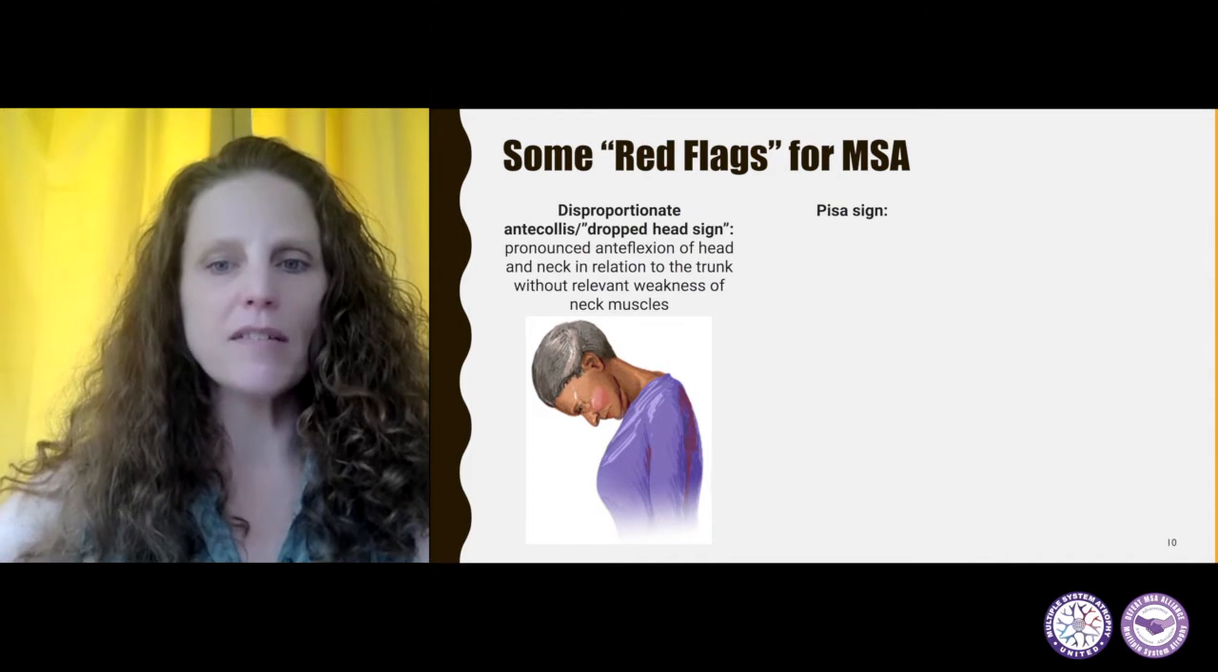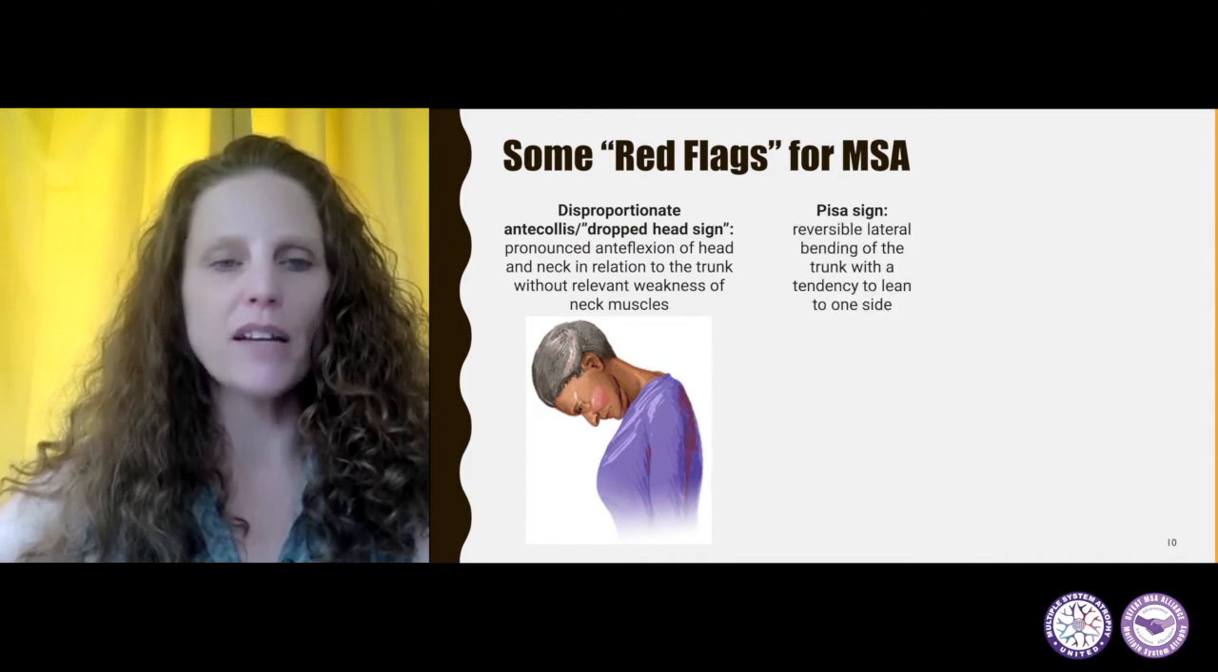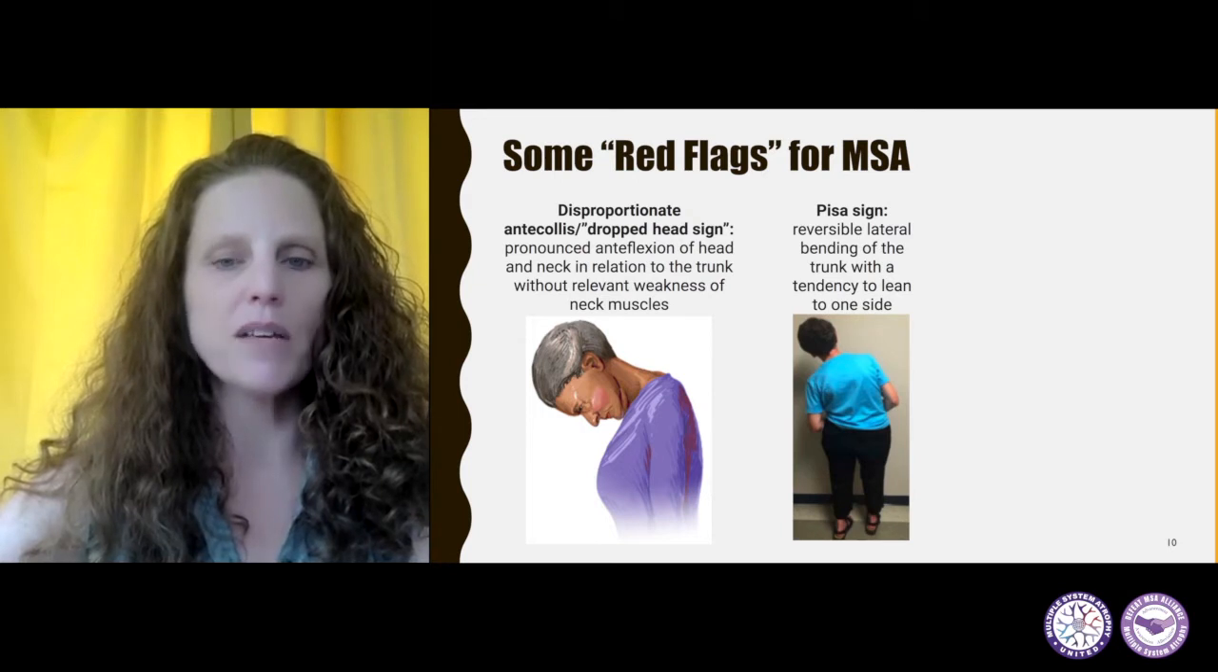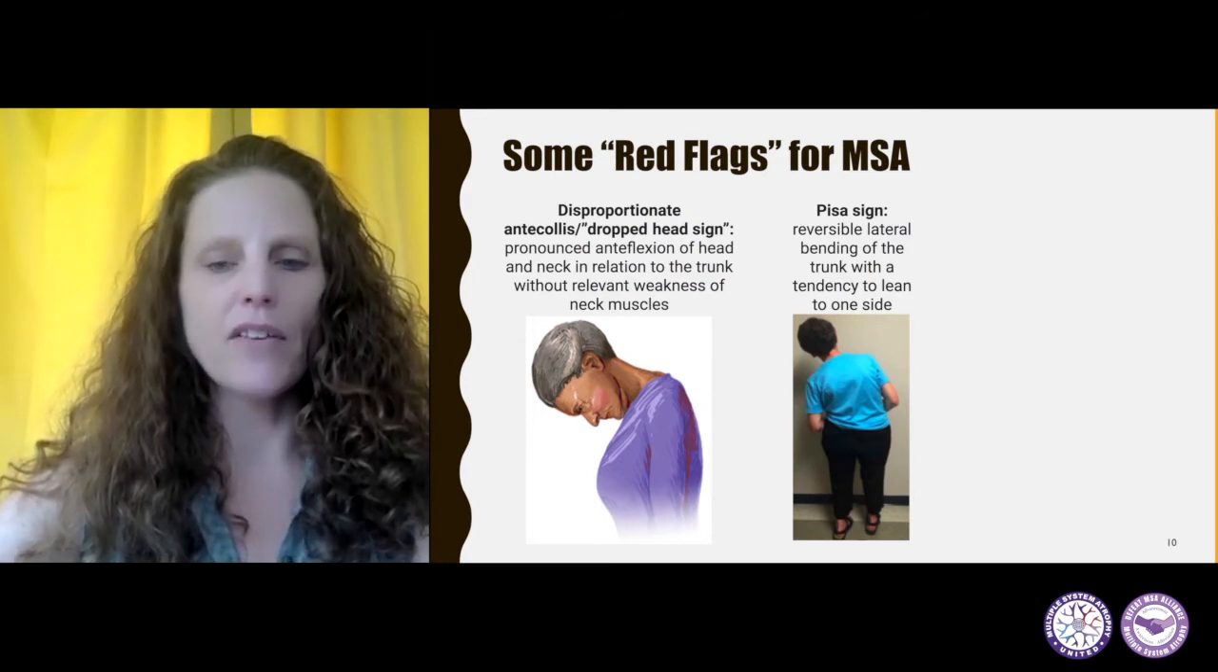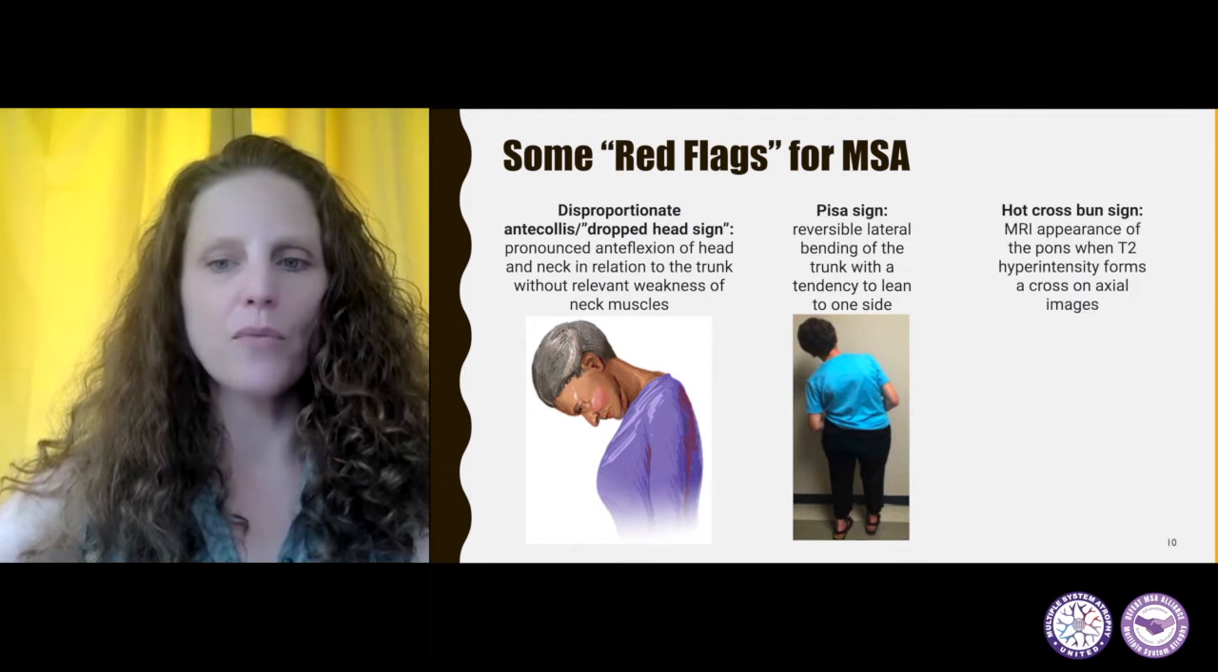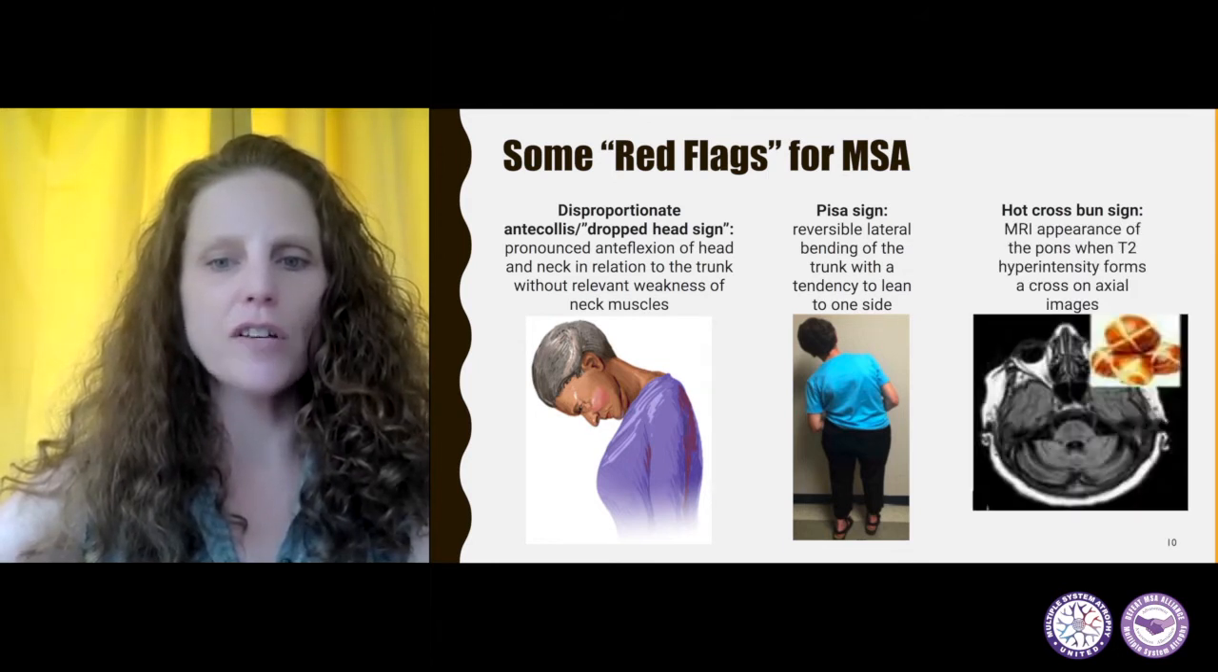The second is a Pisa sign, defined as lateral bending of the trunk with a tendency to bend to one side, like the Leaning Tower of Pisa. Finally, there's the hot cross bun sign, which is described as the appearance of a cross similar to that seen on hot cross buns, which appears on MRI in the area of the pons.